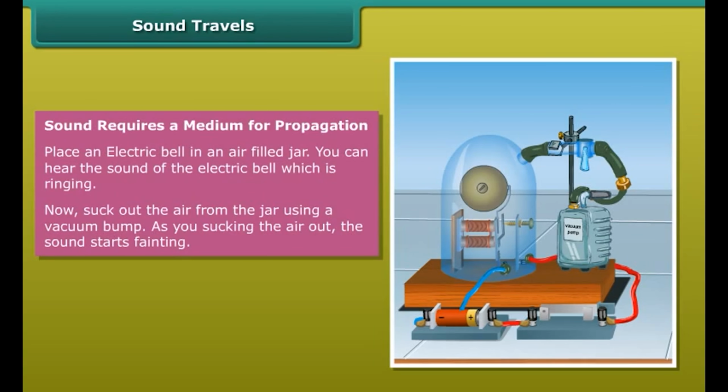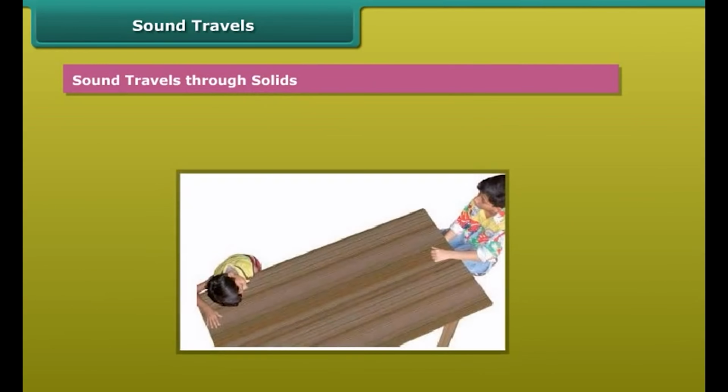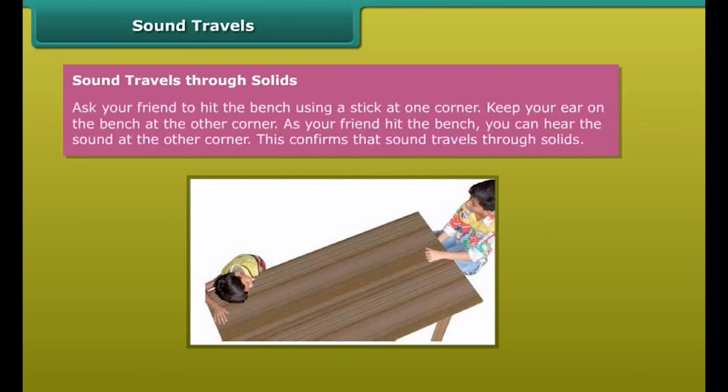As you suck the air out, the sound starts fainting. As all the air is sucked out, the sound fully faints. This experiment confirms that a medium is required for the propagation of sound. Sound travels through solids. Ask your friend to hit the bench using a stick at one corner. Keep your ear on the bench at the other corner. As your friend hits the bench, you can hear the sound at the other corner. This confirms that sound travels through solids.